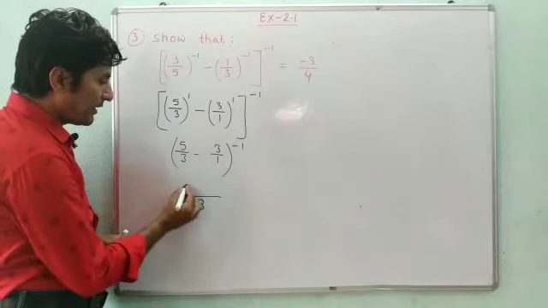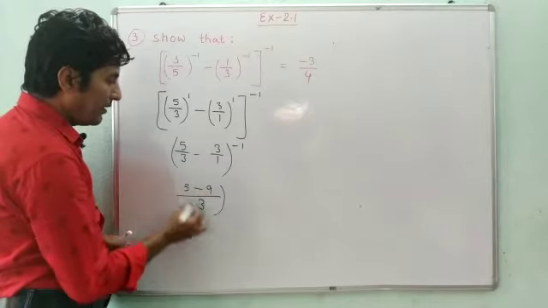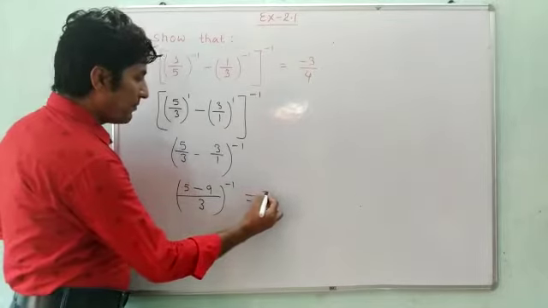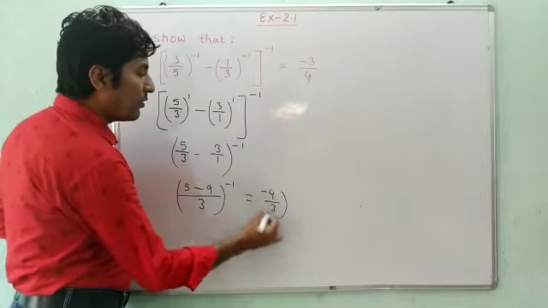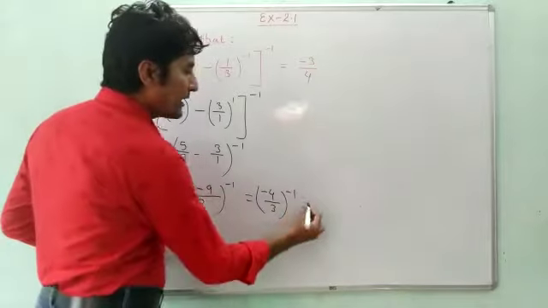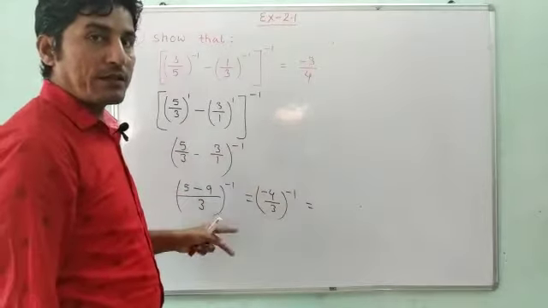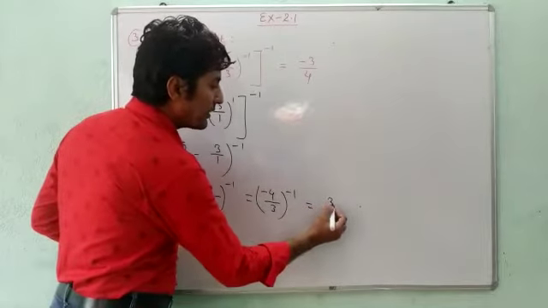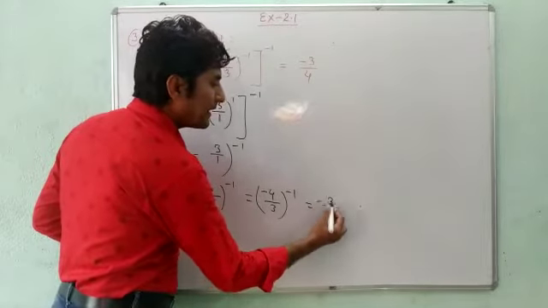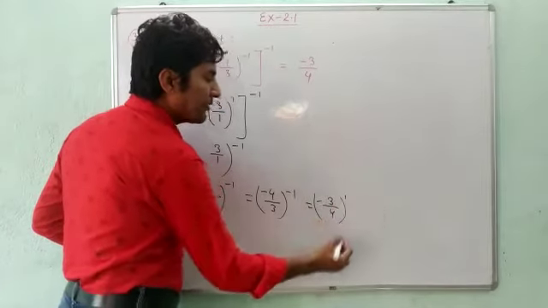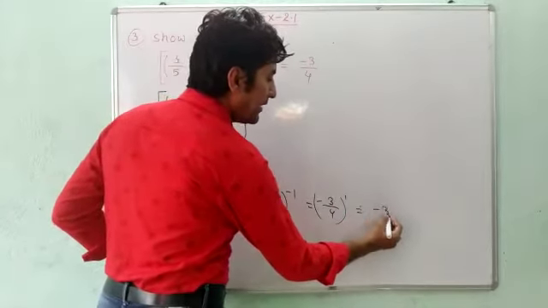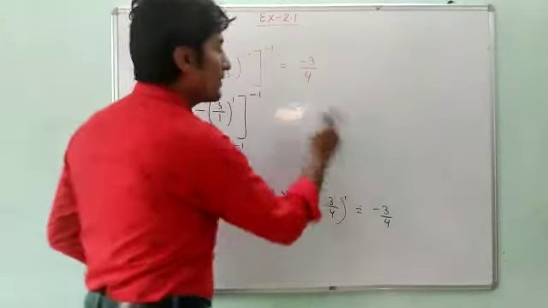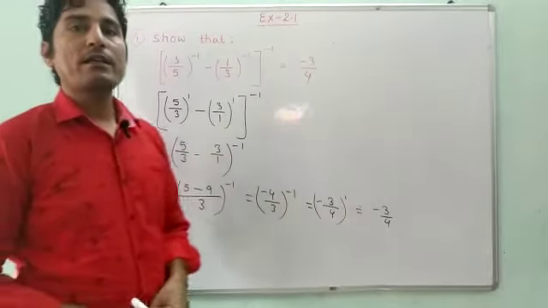LCM will be 3. Here we can write (5 minus 9) whole to the power minus 1 equals to (5 minus 9 equals to minus 4) upon 3 whole to the power minus 1. Since we are having the negative exponent, again we can change it into the positive exponent. So we have to write the reciprocal. So this will be equals to 3 upon 4. We can write negative everywhere. Now this can be converted to the positive exponent, and finally we can write this one minus 3 upon 4. So LHS and RHS, these both are equal. That's why it is verified.